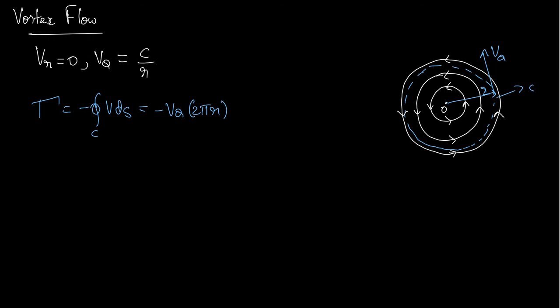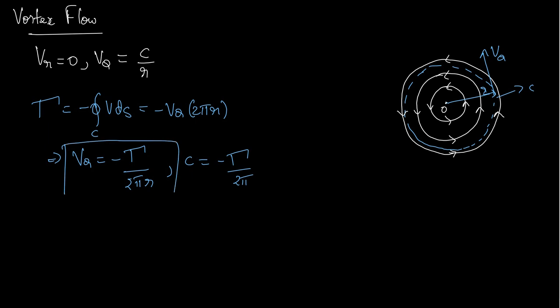From here I can say my V theta is nothing but minus gamma by 2 pi r, and from my empirical relation also I can say my c is minus gamma by 2 pi. So this is one important result that we have got. Now let's see if this flow is irrotational. It is actually said that the vortex flow is irrotational except at the origin. We'll try to see why this is the case.